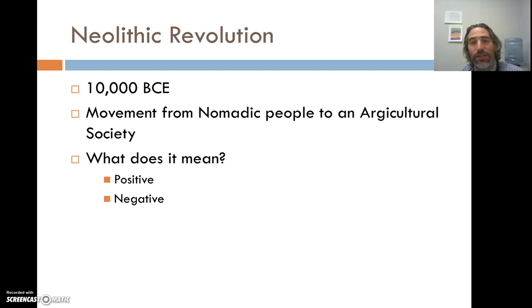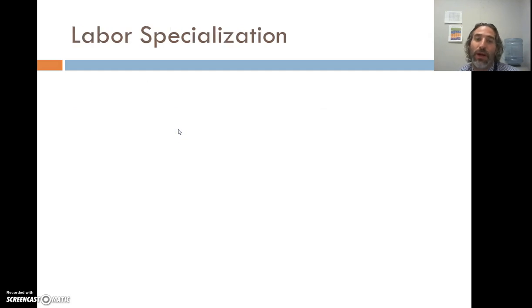There are positives to this movement and there are negatives to this movement. One of the major positives would be now you can own stuff. You don't have to carry around with you everything that you own throughout the world. You have a home where you can keep your stuff. The negative would be that now you have to protect that stuff. The more stuff you accrue, the more stuff that you have, the more you have to be able to protect it, and other people can come around and take your stuff.